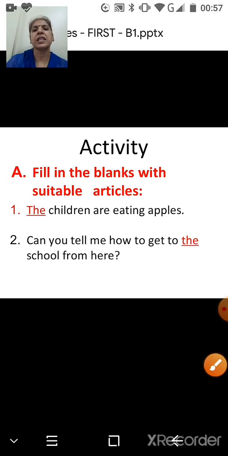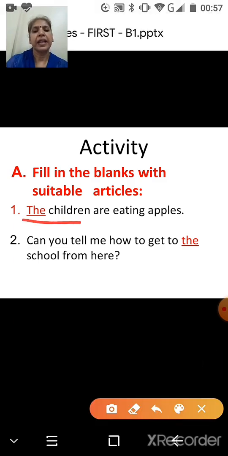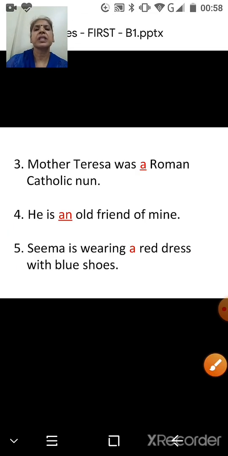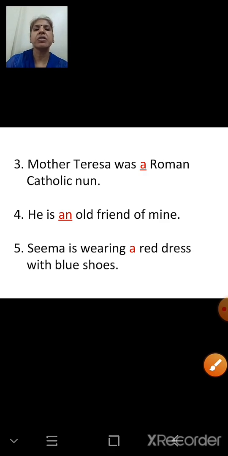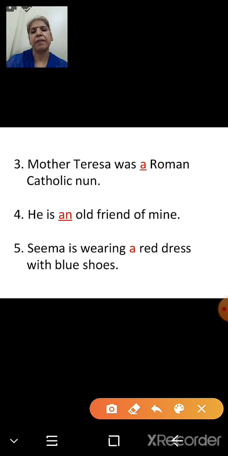Now check your answers. First one is dash children are eating apples. Answer is the, because we are talking about specific particular children and it is plural also. So we use the. Next is, can you tell me how to get to dash school from here? The, because I am asking about a particular school. So the school from here. Next one is, Mother Teresa was a dash Roman Catholic. It is a Roman Catholic.